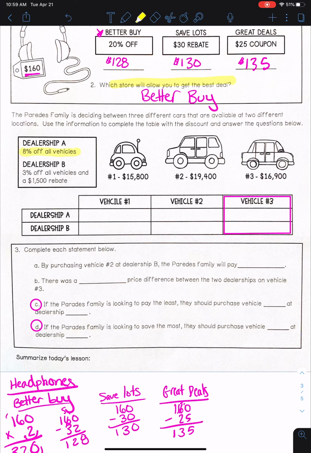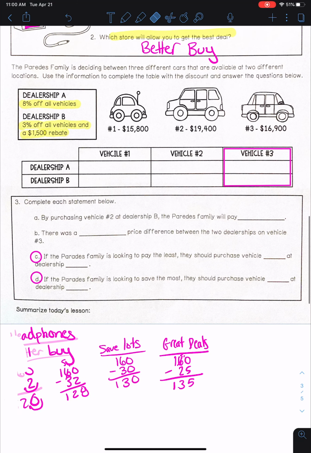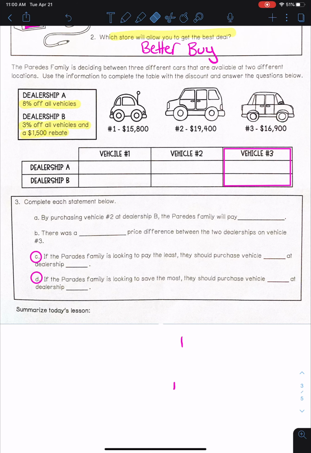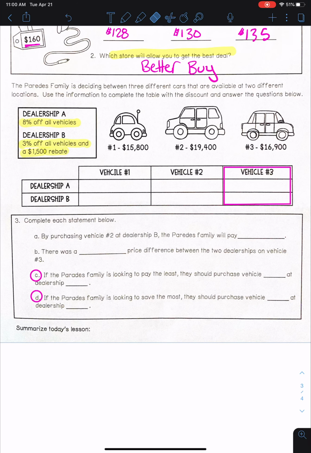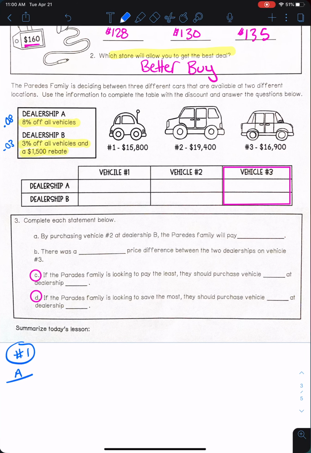So dealership A is going to give us 8% off. Dealership B is going to give us 3% off and a $1,500 rebate. Okay, so I am going to start with vehicle 1. Let me use a different color. And I'm going to erase this work from before so I have more room. All right, car number 1. Dealership A. I get 8% off. Remember, 8% as a decimal is 0.08. 3% is 0.03.